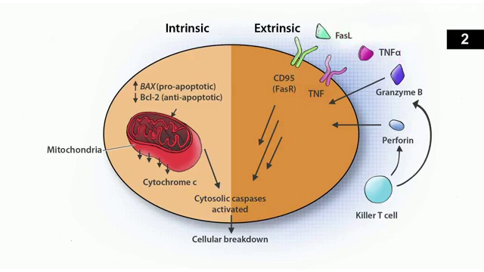Another extrinsic mechanism occurs when killer lymphocytes, mainly cytotoxic T cells, recognize a cell as foreign or infected. These lymphocytes will then release perforin and granzyme B. So what do they do? Well, perforin will punch holes in the plasma membrane. Remember, perforin will perforate. That's the way I remember that one. Then granzyme B is going to enter the cell and activate the caspases directly.